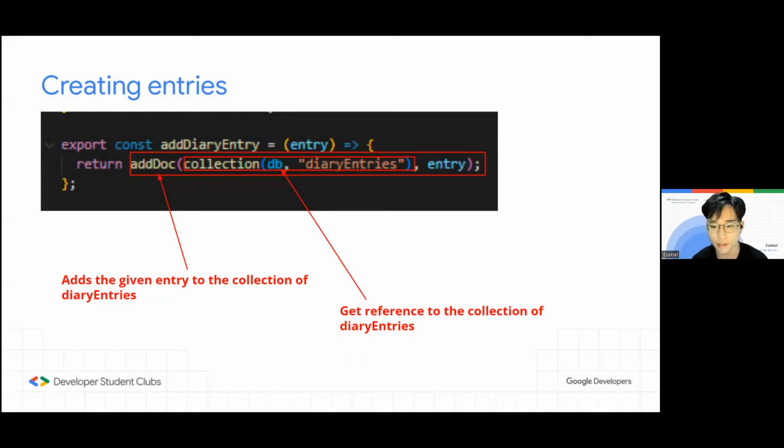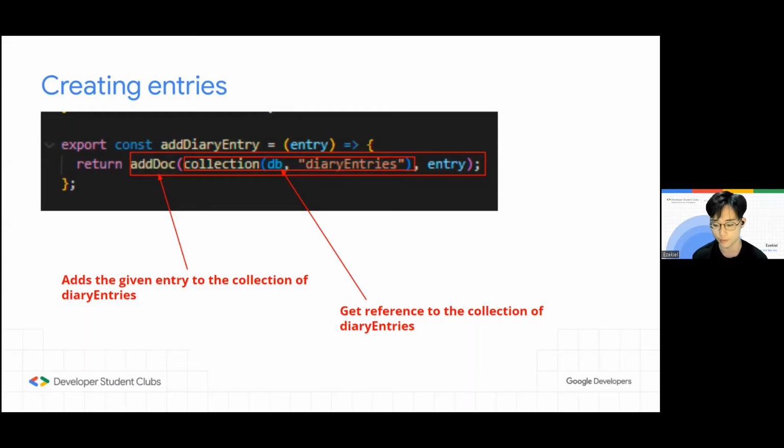Okay, and then over here, we are trying to add a diary entry. The first step we need to do is get a reference to the collection of diary entries. Once we have that reference, we tell Firebase that we want to add some document to this collection, diary entries, and the particular document we want to add is an entry.